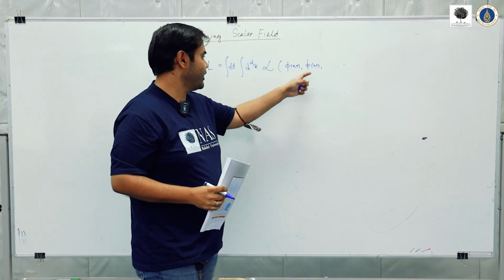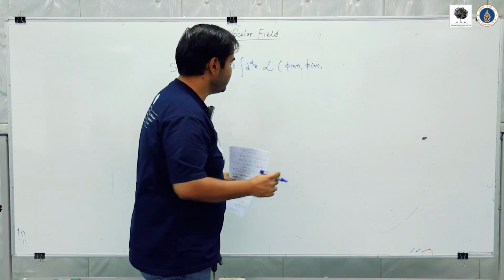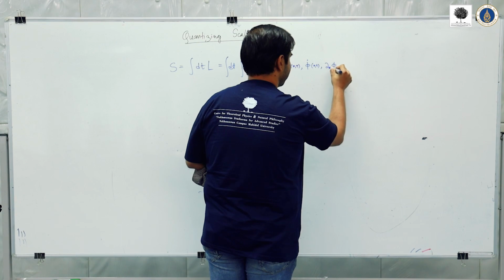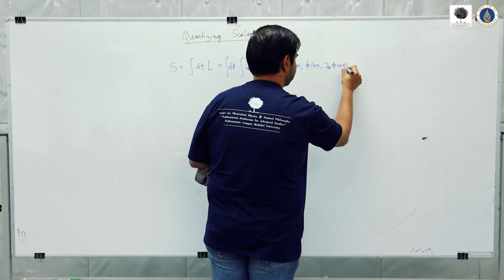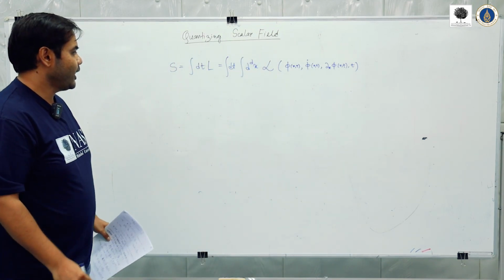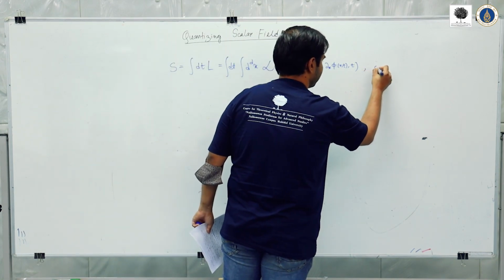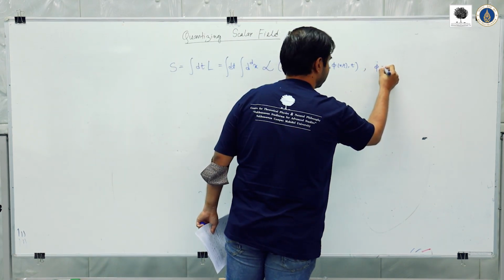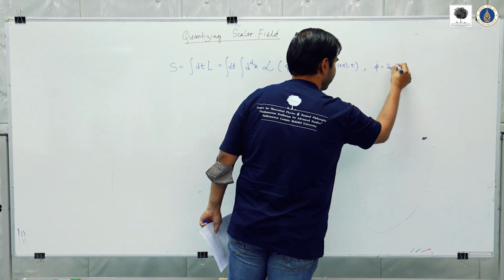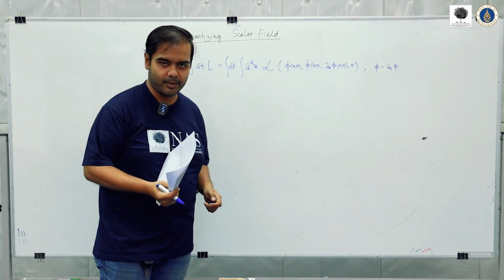Then again this field, unlike position, it varies over space also. So space derivative of this field, and finally time. And please mind it that this phi dot is now not a total derivative, but it is a partial derivative with respect to time of the field, because the field itself depends on position and time.